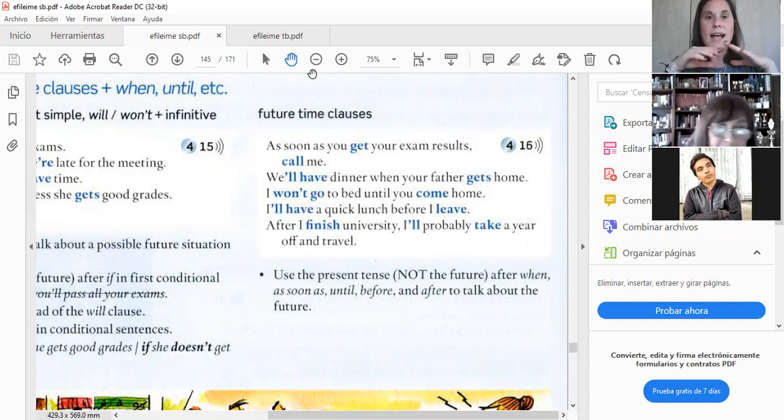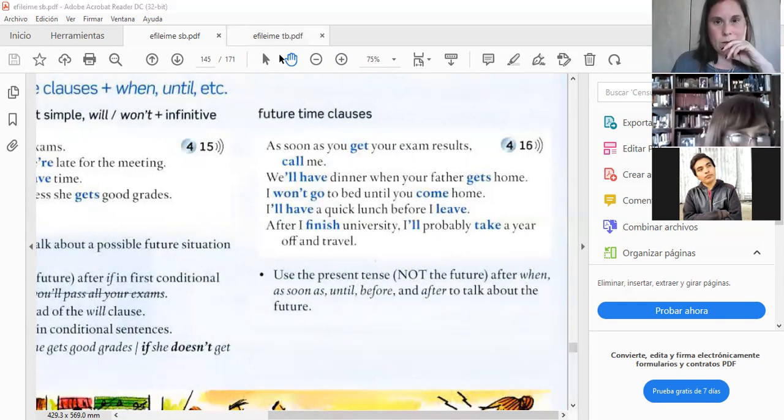So let's go ahead now and see future time clauses. So let's read the clauses that we have here. Can you see them? Marta, can you read them? As soon as you get your exam results, call me. We'll have dinner when your father gets home. I won't go to bed until you come home. I'll have a quick lunch before I leave. After I finish university, I'll probably take a year off and travel.